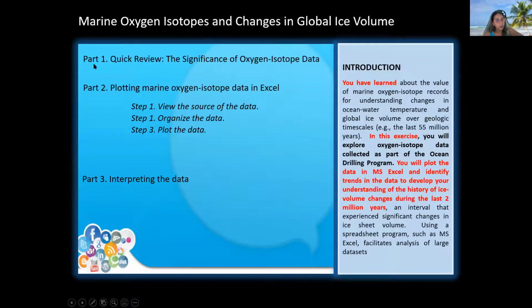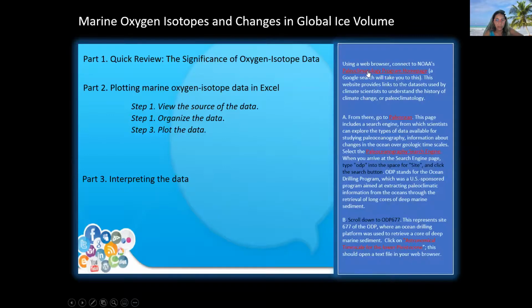So part 1 starts with a quick review of the context of oxygen isotopes. It could be a figure and a couple of questions to remind the students about what they've already learned. And then this is really the most important part: how do they access and plot the data? And you can see here, there are clear instructions with links.